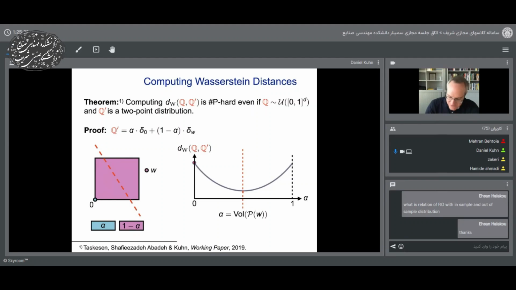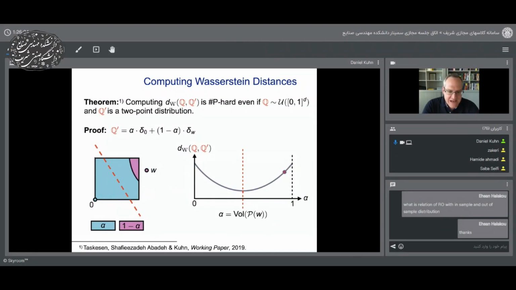Any transportation plan is visualized by two colors in the hypercube. In turquoise, I visualize all those points that should be moved to the point 0, and in pink, I visualize all those points that should be moved to the point W under the optimal transportation plan. The video shows you now how this optimal transportation plan changes when alpha changes.